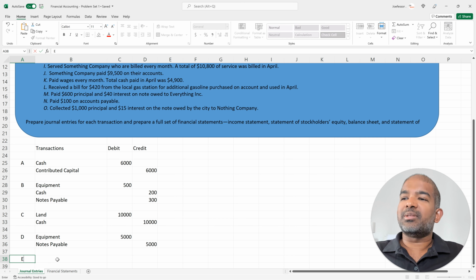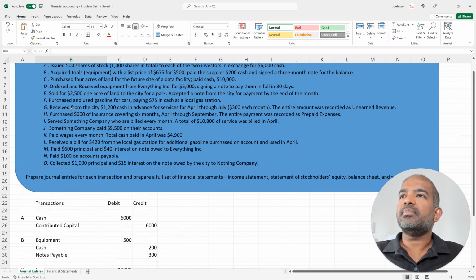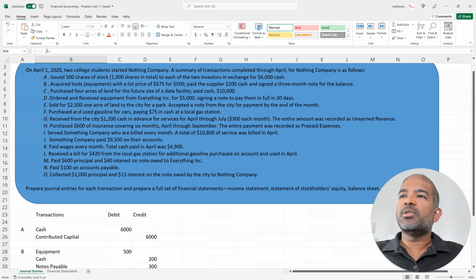Moving on to transaction E. The firm sold for $2,500 1 acre of land to the city for a park, and it accepted a note from the city for payment by the end of the month.